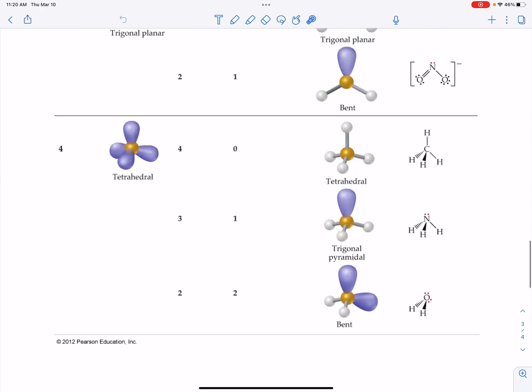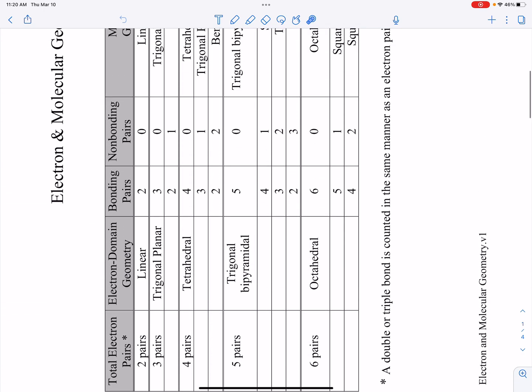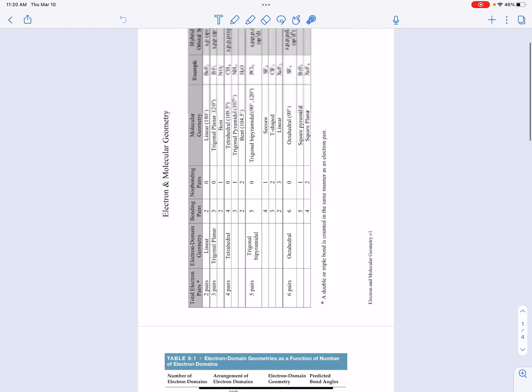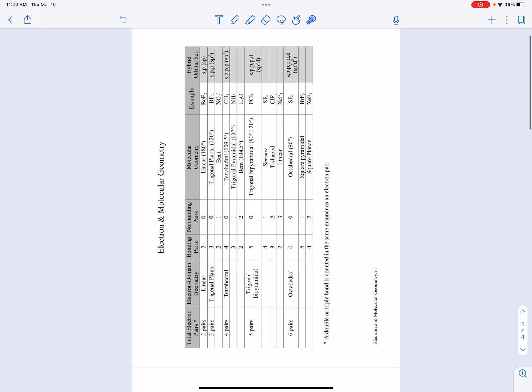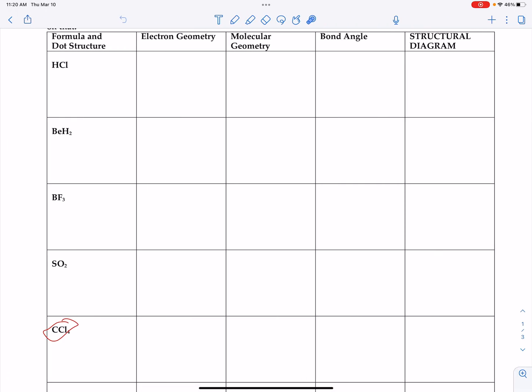You can utilize this chart in order to do the worksheet. And here's a sort of a summary of the chart, right? A quick summary of the chart that shows you, if it's this many bonding pairs and this many non-bonding domains, then this is the shape you get, right? Okay. All right. So last thing that I wanted to show you is how to do the worksheet for today.